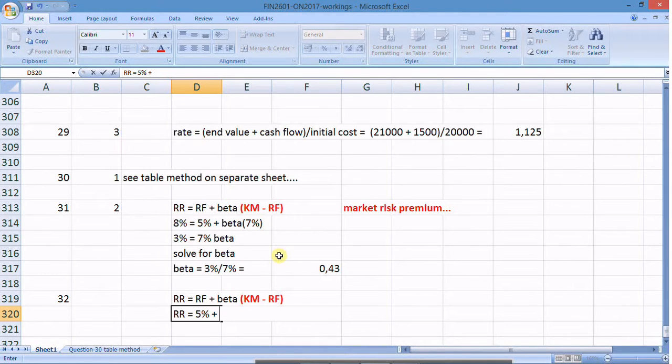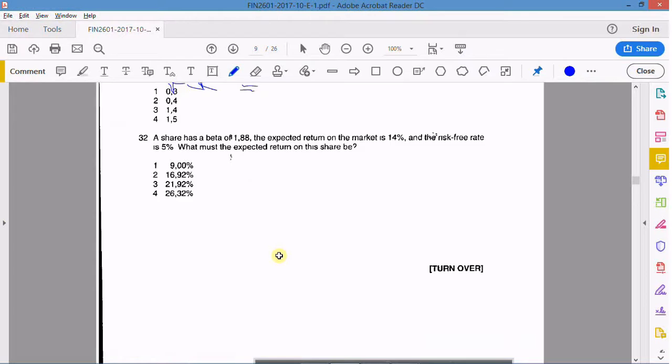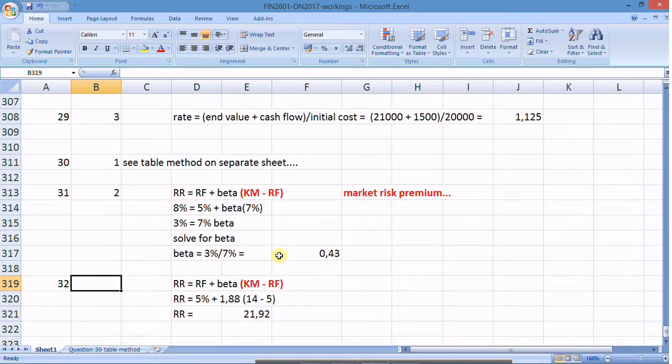plus beta 1.88. Okay, market return 14%. 14 minus 5, close brackets. Great, let's work it out. RR equals 5 plus 1.88 times 14 minus 5 is 9, close bracket. 21.92. Option 3.